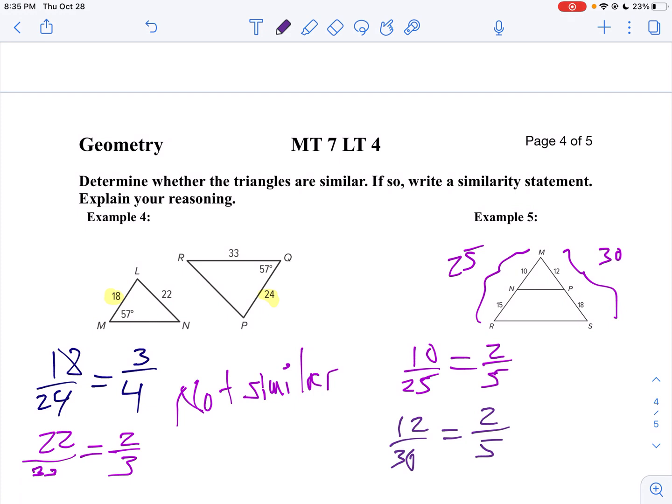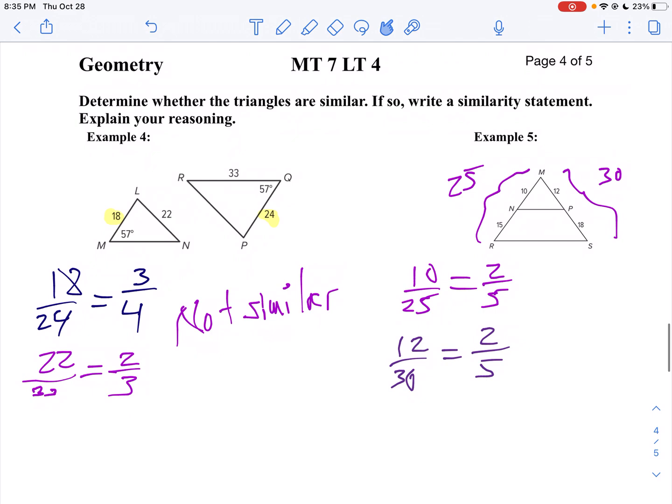Notice we have two sides with the same ratio. And notice angle M has to be congruent to itself because it's in both triangles. So by the reflexive property, angle M is congruent to itself. So yes, these two triangles are similar. Why are they similar? Well, they're similar by side angle side similarity. So we'll write that as SAS tilde.